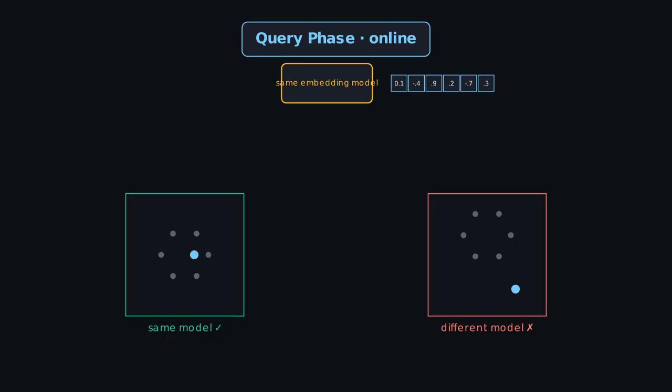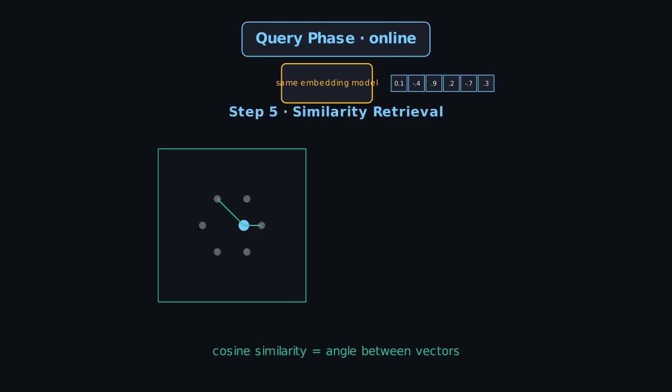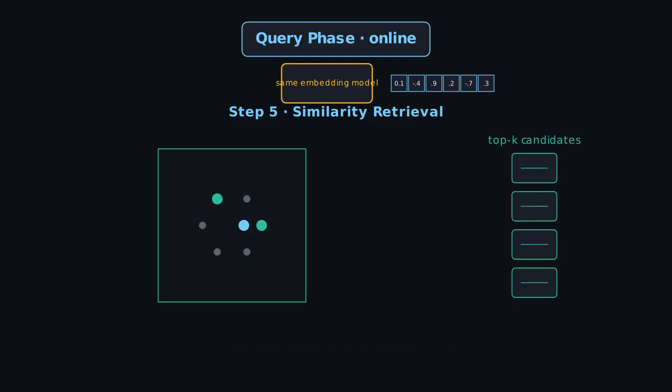Step 5. Similarity retrieval. The database compares the query vector against the stored ones, usually with cosine similarity, essentially the angle between two vectors. It returns the top matches, the k nearest chunks, your candidate answers found in milliseconds.